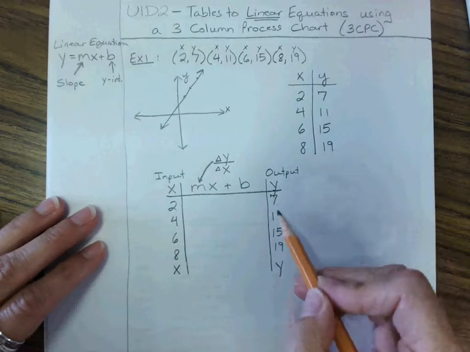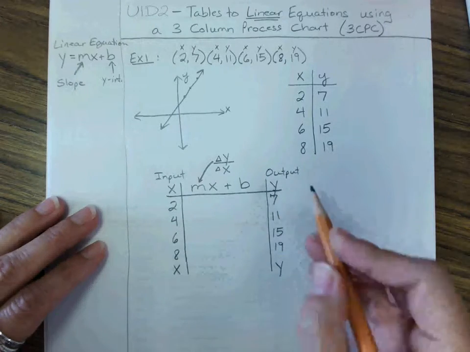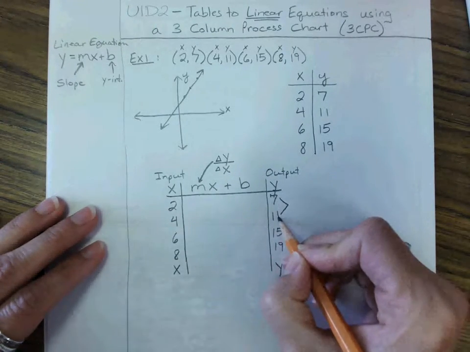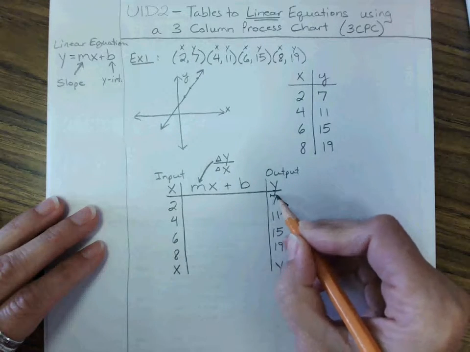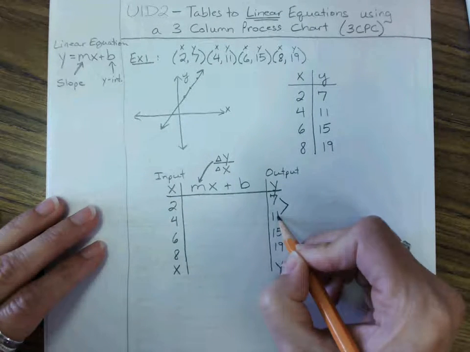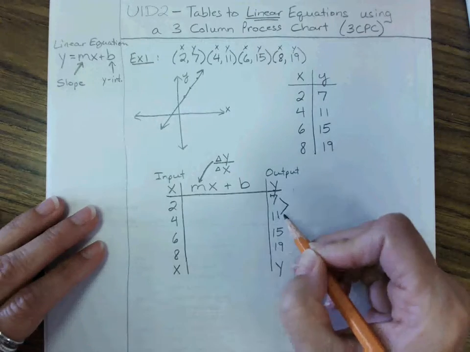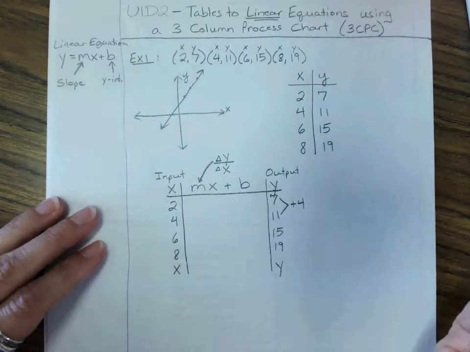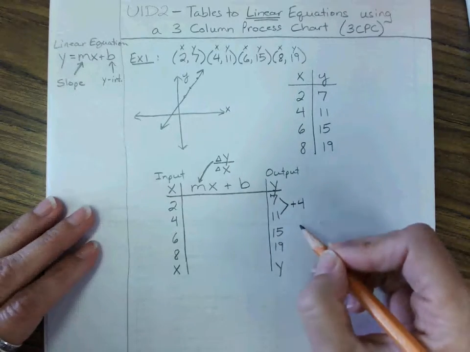So let's go over to my y values here. I'm going to figure out what is my change between 7 and 11. What do I have to do to the number 7 to get the number 11? Do I have to add or subtract? Right, I have to add 4. So my change in y right there is a positive 4.